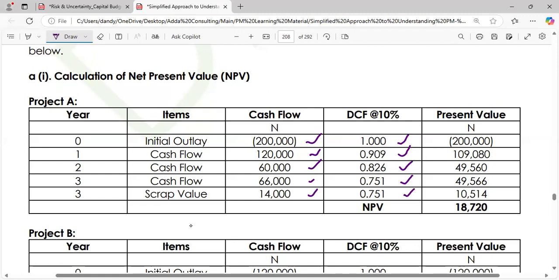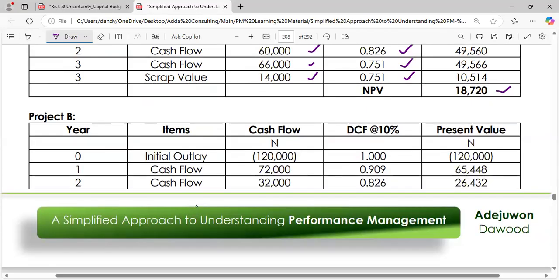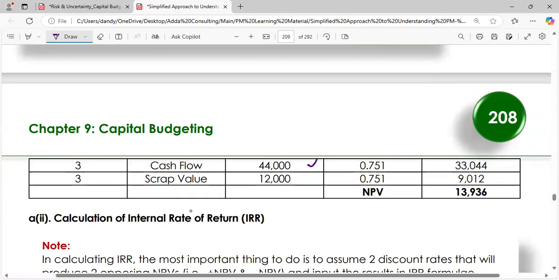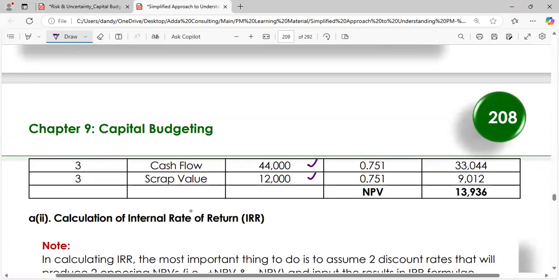So NPV of project A is 18,720. You do the same thing for project B. For project B, initial outlay is 120. In year 1, we calculated cash flow to be 72. Year 2, 32,000. Then year 3, 44,000. Of course, scrap value at year 3 is 12,000. So you multiply with the discount factor and we got NPV of 13,936. So we are done with NPV.